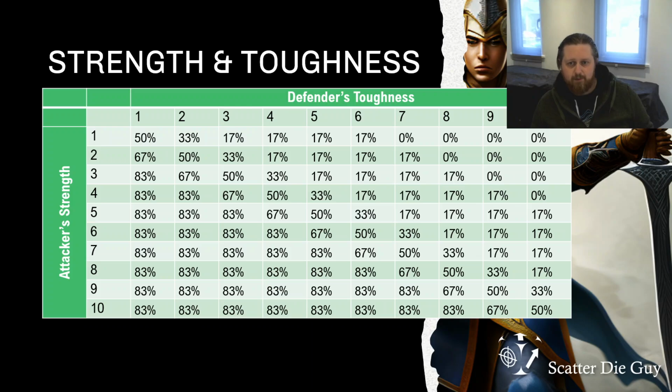The table here demonstrates the probabilities of a successful hit wounding the enemy unit based upon their relative strength and characteristics.